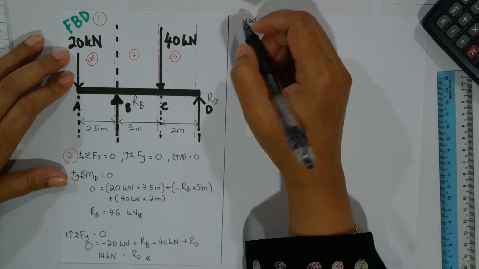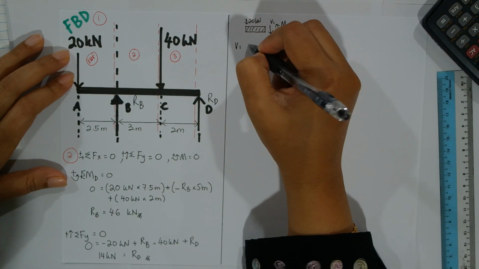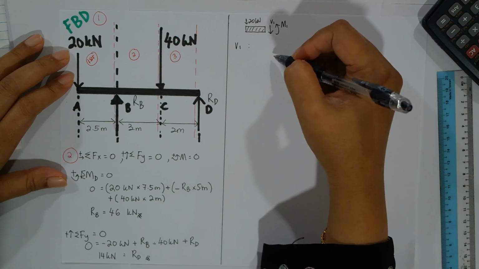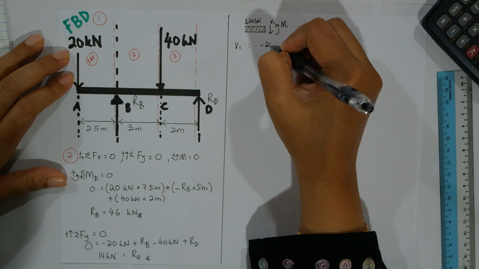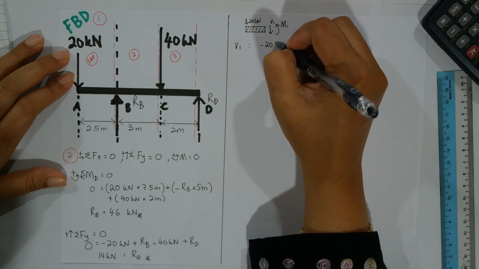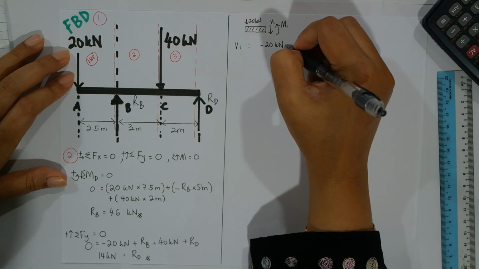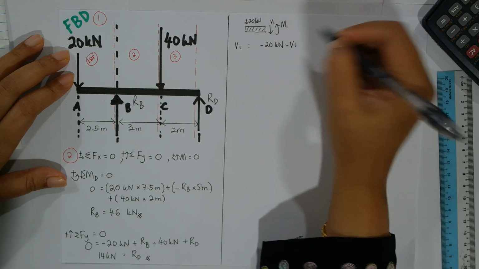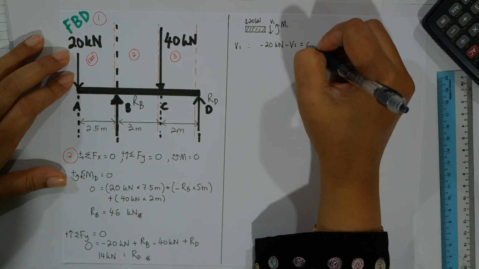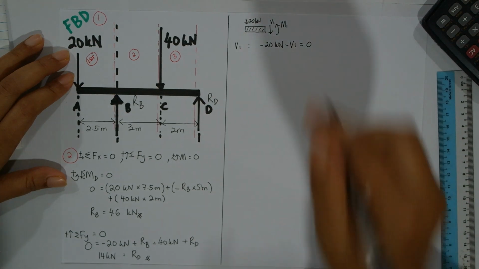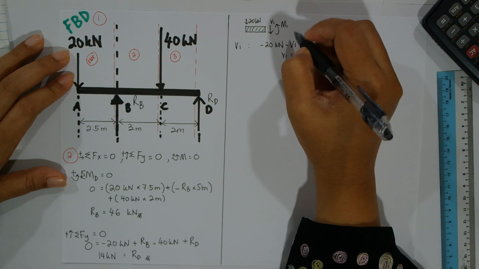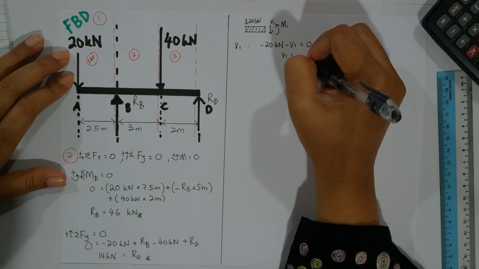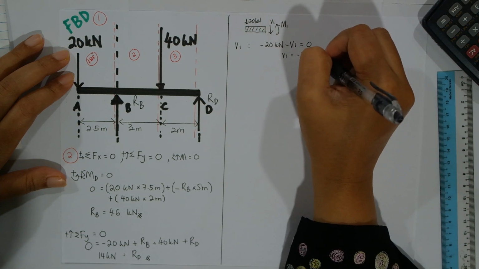Okay, let's do this. So for V1, how I'm going to do the calculation is minus 20 kilonewton at point A, minus 20 going down, minus because it is going down, V1 equivalent to 0. So you obtain your V1 equivalent to minus 20 kilonewton.